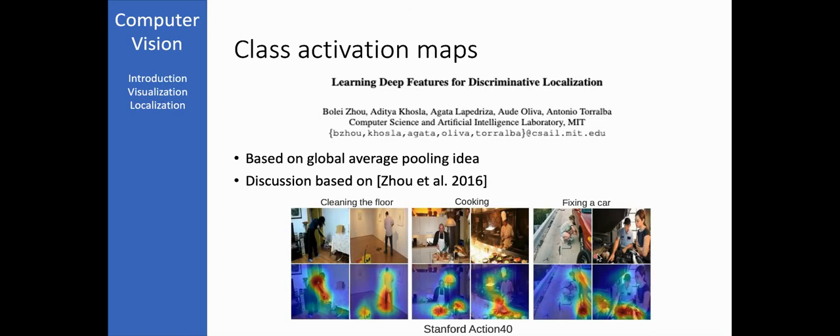For example, when I look at fixing the car, we see that the network identifies the wheels, looks at those regions, looks at the car, and decides that someone is fixing a car. And here, the image changes. The network now looks at the inside car structures to classify that, okay, someone is fixing a car. So how does this work? We will see how these maps are created for a classification network.